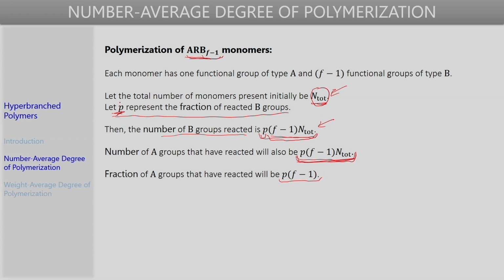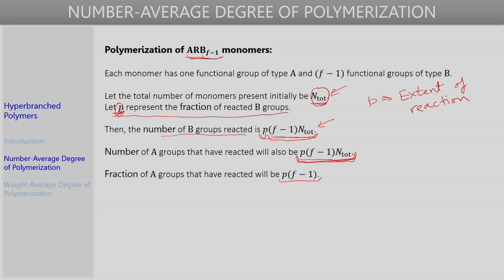And generally this quantity P, which is representative of the fraction of B groups that have reacted, is also referred to as the extent of reaction. Okay, so it's a measure of how far the reaction has proceeded, and it's also called the extent of reaction.